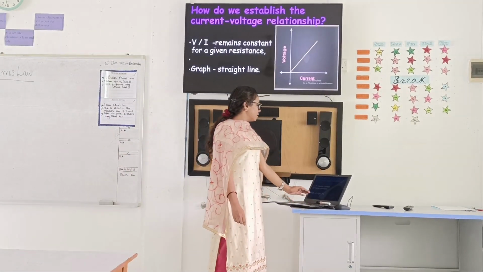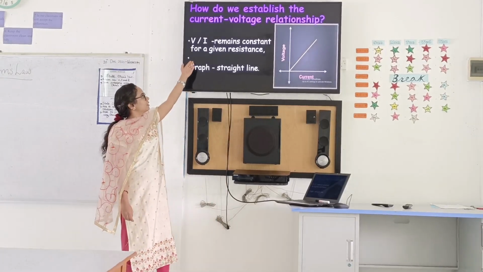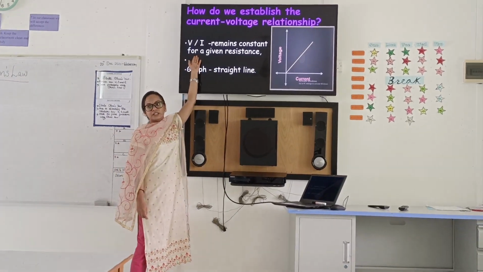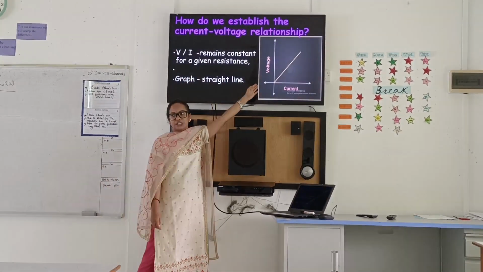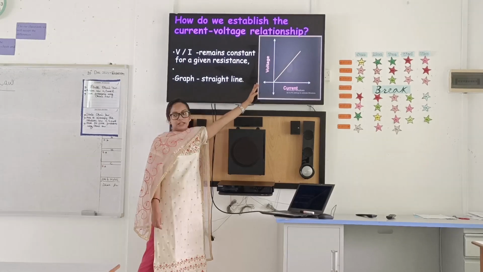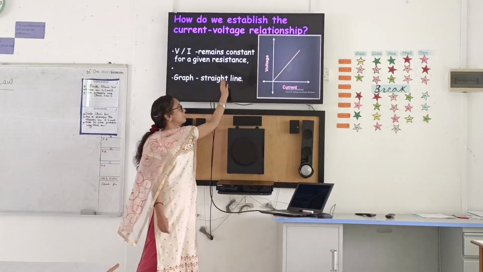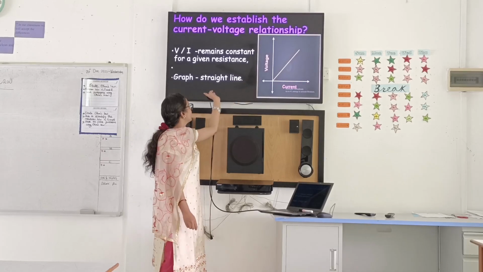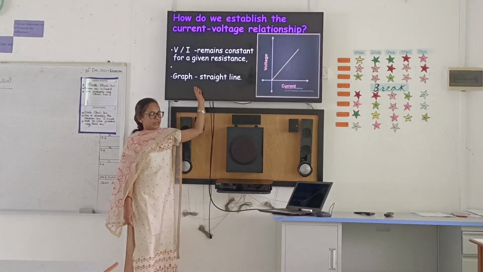Then you can see that V by I, the ratio of voltage to the current in a given circuit, remains constant for a resistance. And when you plot a graph of voltage and current, you get a straight line, stating that it is the correct proportionality. Voltage is always proportional to current, and the graph of voltage versus current will always be a straight line.